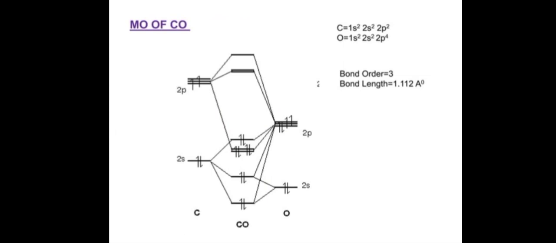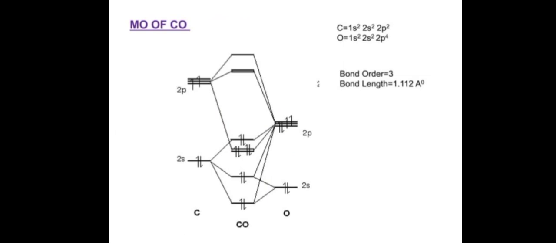Previously, in the case of homonuclear diatomic molecules, both atomic orbitals, 1s and 1s, 2s and 2s, 2p and 2p, were on the same horizontal line. But in CO, the 2s of carbon is somewhat higher in energy, and the 2s of oxygen is somewhat lower in energy. You can see it clearly in the picture. Now let us have the molecular orbital configuration of CO, which is isoelectronic with nitrogen, because the total number of electrons is again 14.